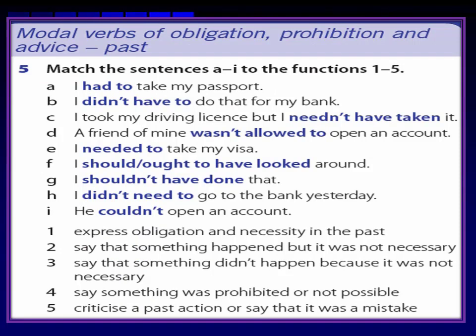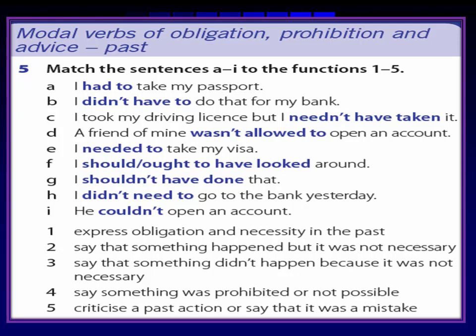Modal verbs of obligation, prohibition, and advice in the past. Question number 5. He is asking you to match the sentences from A to I to the functions from 1 to 5. Look at the modal verbs that are written in blue. The first modal verb, had to, didn't have to, needn't have taken, wasn't allowed to, needed to, should or ought to have looked, shouldn't have done, didn't need to, couldn't. Okay?